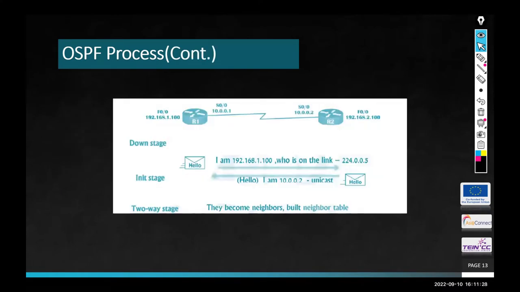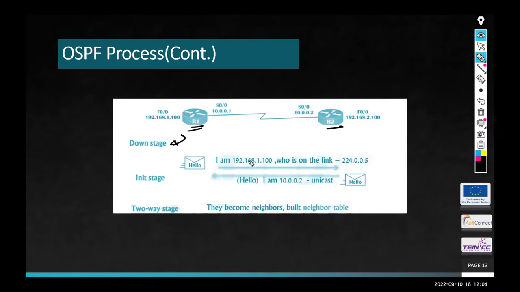So if you want to visualize that part, see this slide. When we didn't configure OSPF on R1 and R2, then it stays in the down stage. That means we didn't configure OSPF on any of our routers, so the stage will be down. It's a common thing. But when you configure OSPF like in R1, then I'm sending the hello packet on the links which I have configured in OSPF.